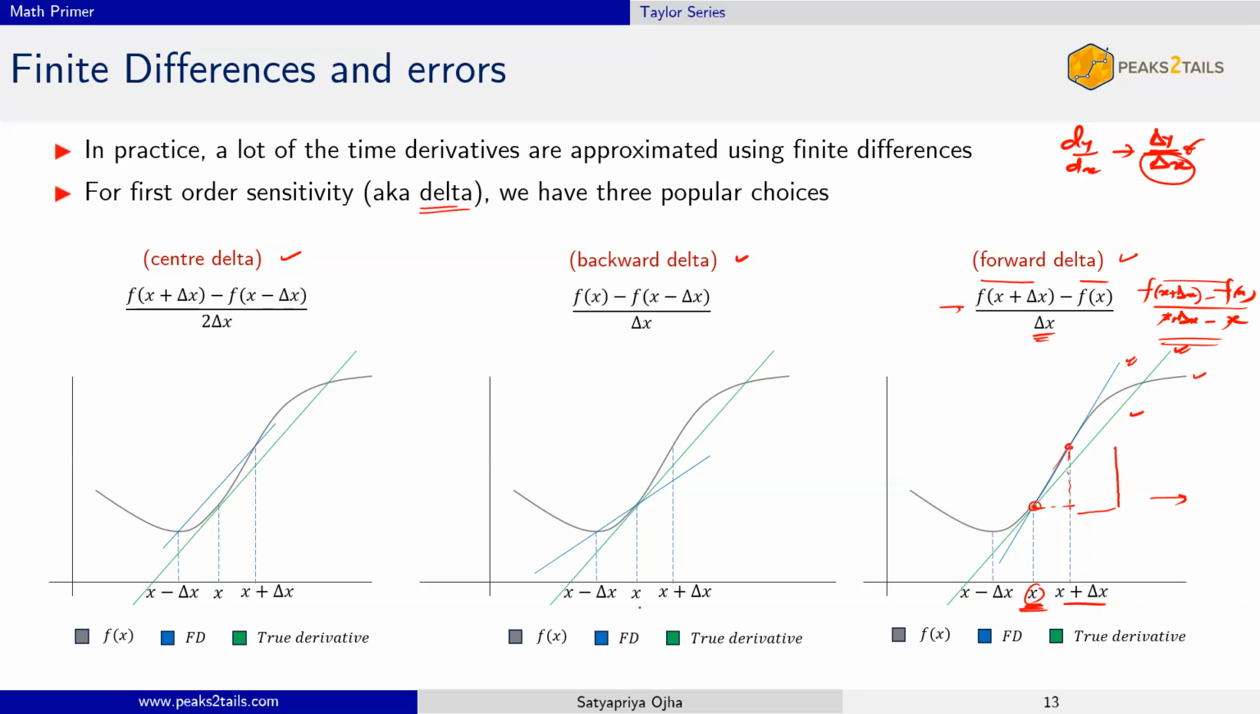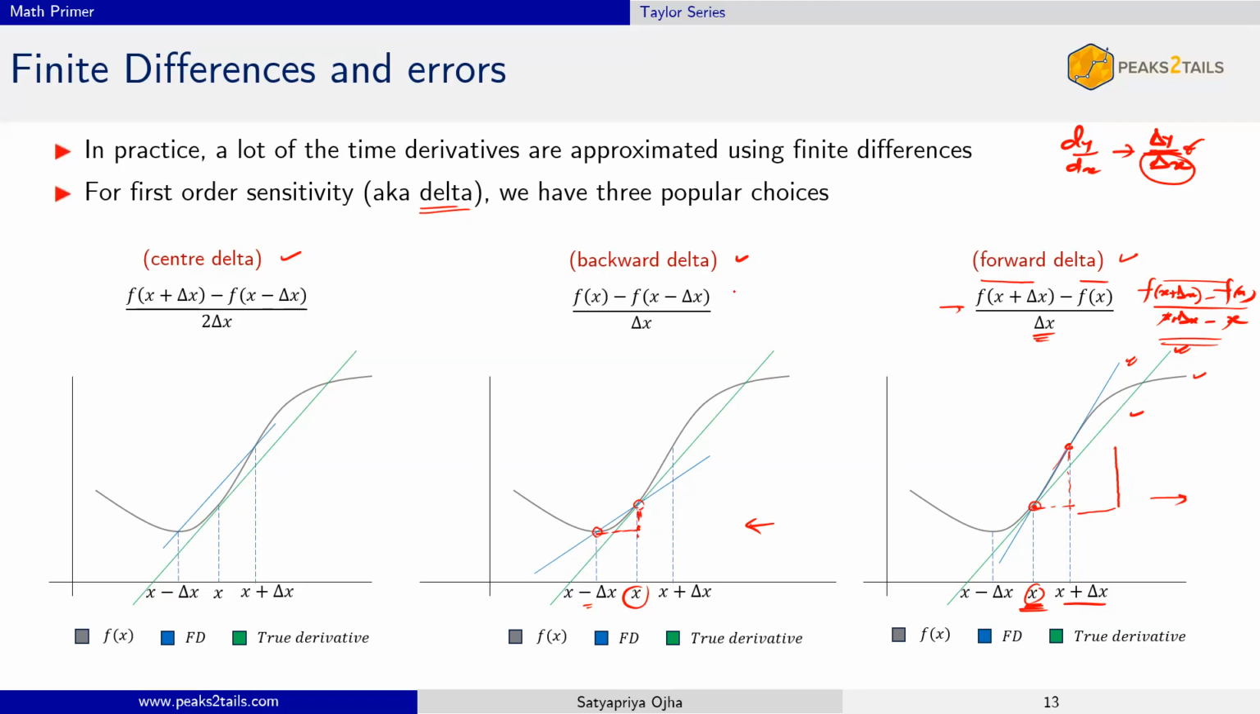Backward delta, you're moving to the left. So you start from here. This is my original value. I move to the left. At this point, the new value of the function is here. And then the line joining these two would be the line that will give me the slope. Or you can say change in y is this much, change in x is this much. And the ratio of these two would be your estimate of the slope.